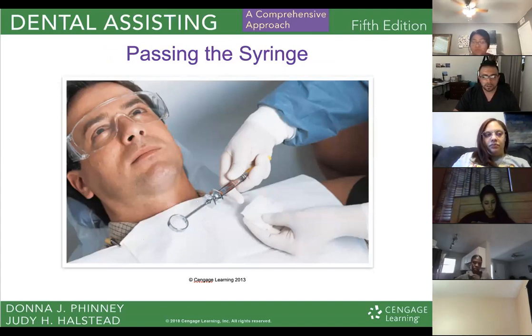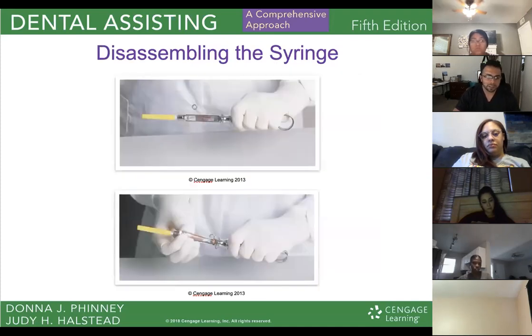Okay. And then some doctors will want you to actually squeeze down with your pinky so that when they grab it, you remove the cap for them. Some of them don't want you to do this, and that's okay too. Just simply pass it to them and they'll do the rest.